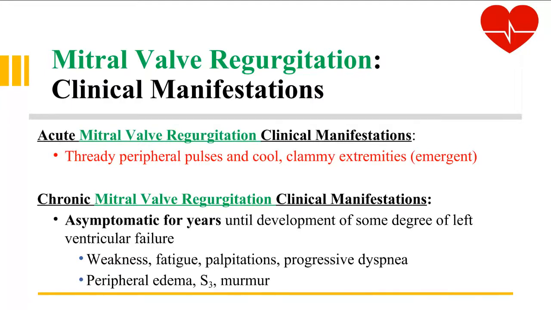These patients are going to be asymptomatic for years until they develop some degree of left ventricular failure. Because remember, we know that our structures are going to have to work a little bit harder. Okay, so I want you to be thinking about that. It can be chronic JVD, because remember, what does left-sided failure lead to?